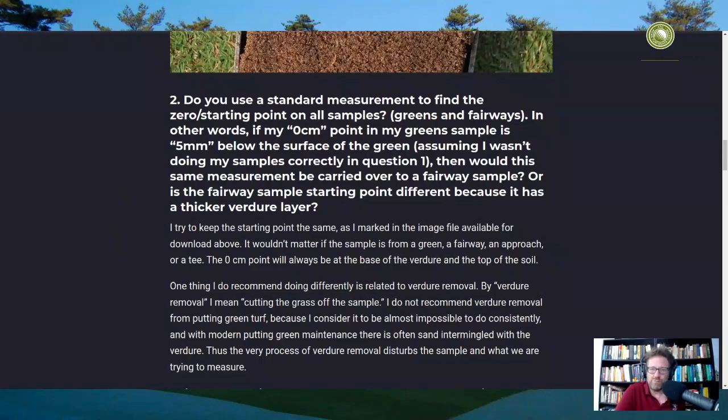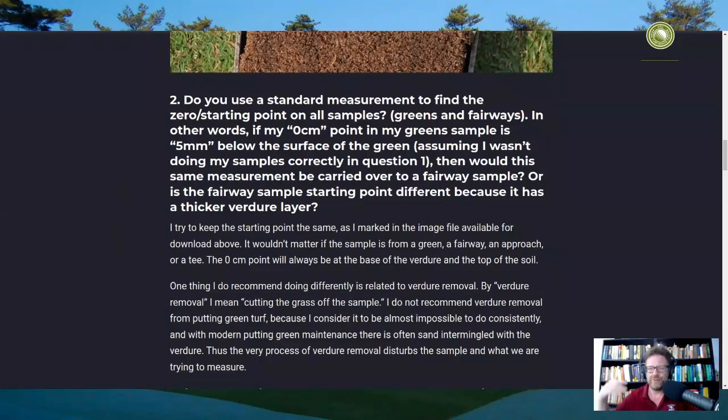green turf is compressed, because it's mowed so short, because the sand top dressing is often closely integrated with the above ground plant material. Certainly at the base of the above ground plant material, it should be intermingled with sand top dressing generally. And it's almost impossible to remove the above ground plant material consistently without destroying some portion of the sample. And I just say, why bother? Let's just include the grass on the sample.